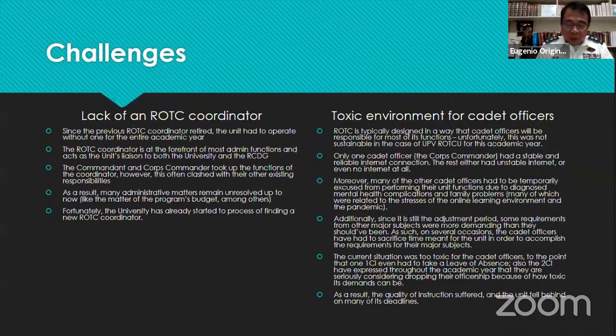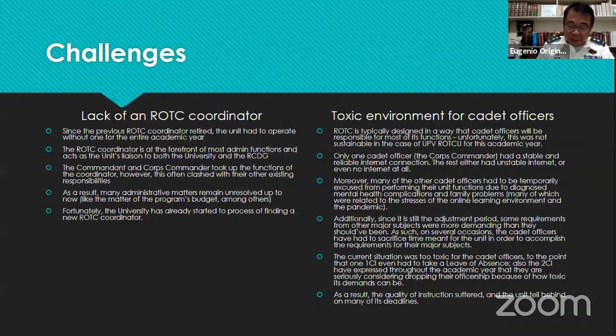Other challenges: the toxic environment for cadet officers. ROTC is typically designed in a way that the cadet officers will be responsible for most of its functions. Unfortunately, this was not sustainable in the case of UPB ROTC for this academic year. Only one cadet officer, the corps commander, had a stable and reliable internet connection. The rest either had unstable internet or even no internet at all. So it's only the corps commander and the commandant talking to each other about how to do things in the unit.